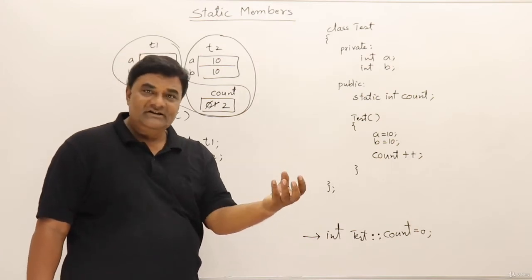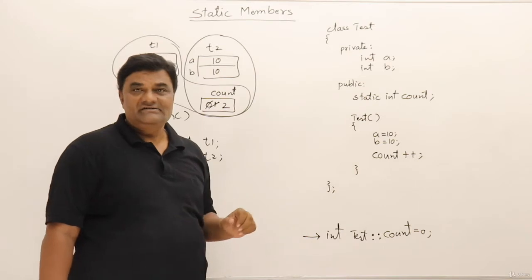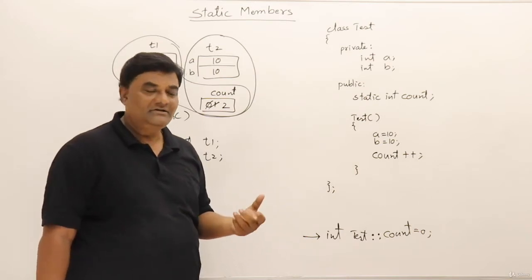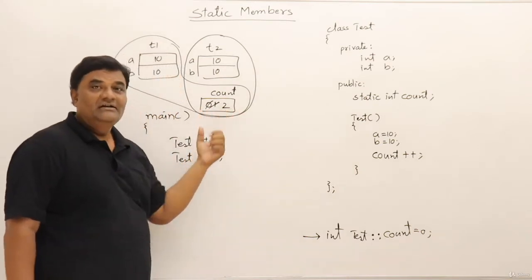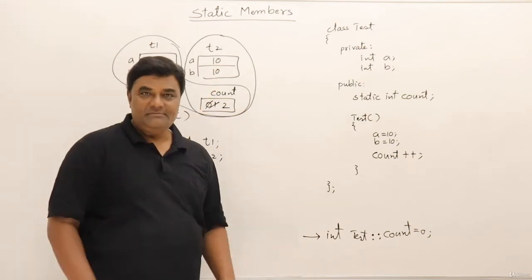It is just like a global variable, you are making it accessible only to the objects of this class. So that is a static variable. Only one time the memory is allocated and all objects can access it. That's all about static data members.